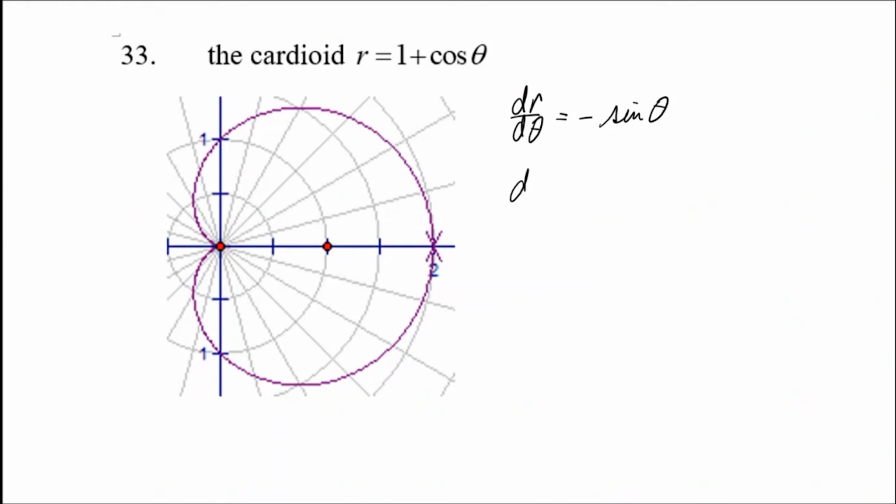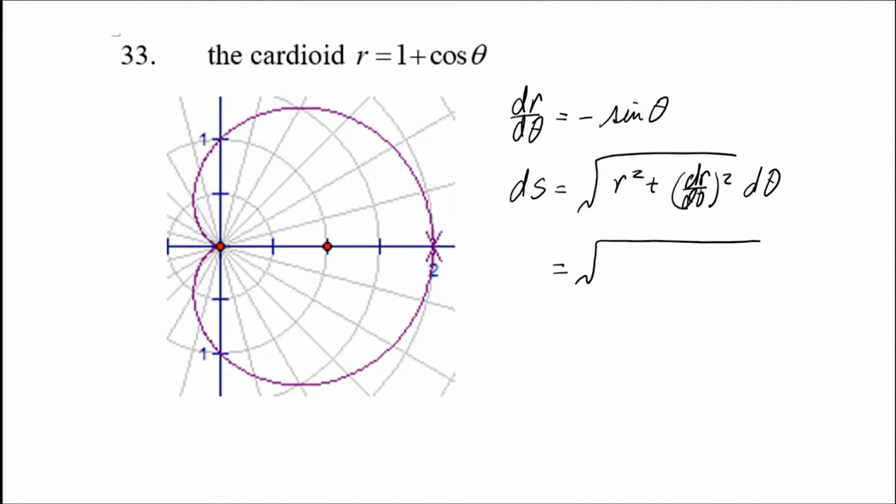Okay, then ds squared, I'll just write it one more time, is (r squared plus dr/dθ, quantity squared) dθ. Oh, I made that square root too long. And then dθ, good. So I have r squared, which is (1 plus cosine θ) squared, plus this thingy, sine squared θ. Good.